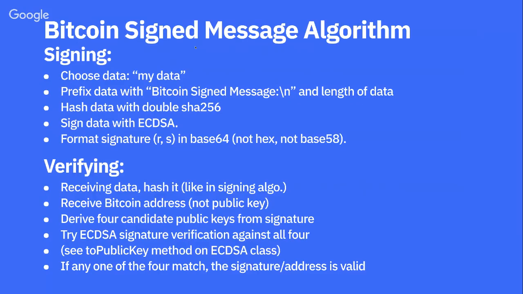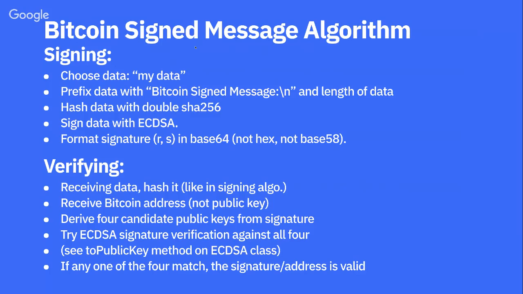So the basic algorithm here is we have two, just like we have with ECDSA, but with a couple of extra pieces of formatting information. So we have a signing algorithm and a verifying algorithm. First of all, we start with some data that we want to sign. In this case, I'm just giving the example of my data as a string. And the first thing that's different than what we learned about ECDSA is that we always prefix the data with "Bitcoin signed message:" newline.